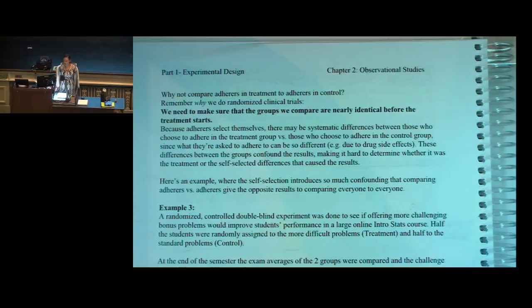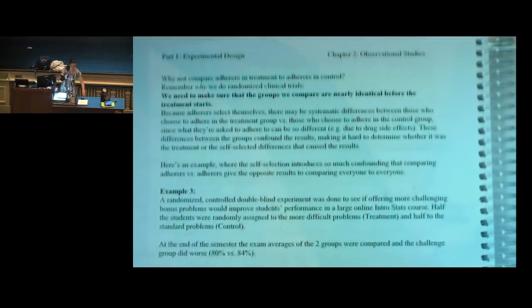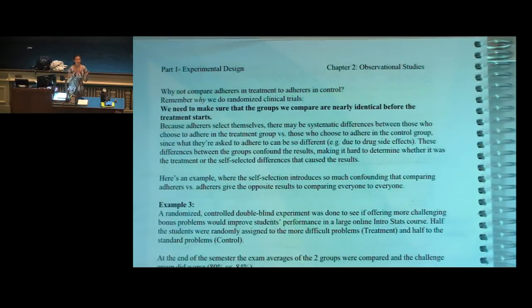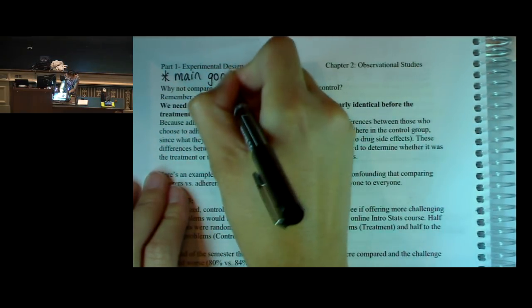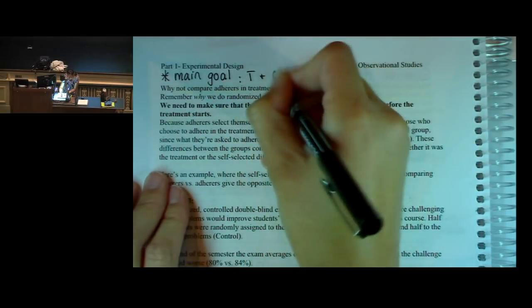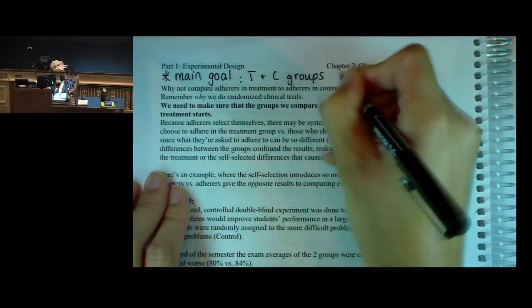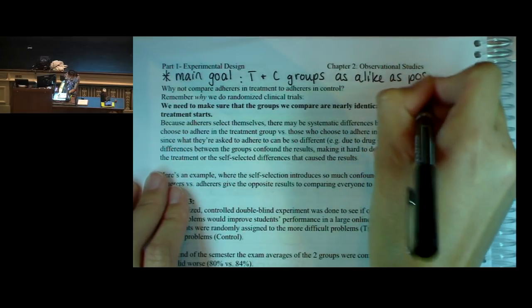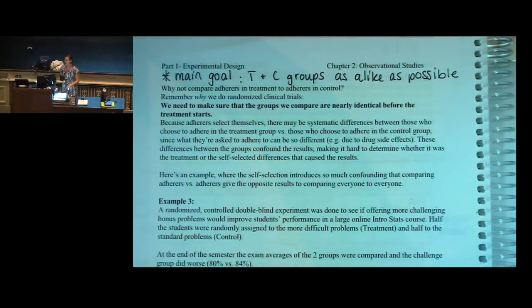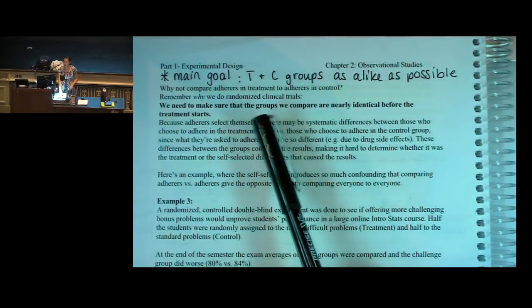Now it says, why not compare adherers in treatment to adherers in control? This is a $1 million question. You might still be kind of skeptical of this and be like, is she actually telling the truth? But if we go back to the first day of class, what's our main goal? Our main goal is to have the treatment and control groups as alike as possible. So on the exam, if you're ever confused on the experimental design questions, think about this and it should help you.